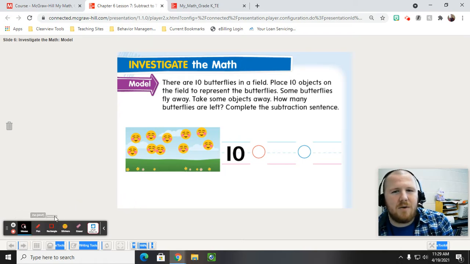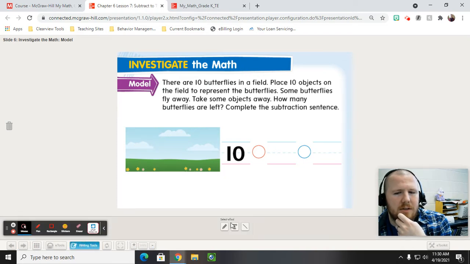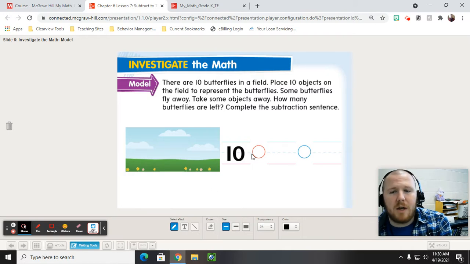Okay, so we have 10 beautiful smiley face butterflies. And then it says there are 10 butterflies. Some fly away. They don't tell us how many. So how many should I take away? Let me do this. 1, 2, and we'll do 3. Okay, take away 3. So now I need to write that down. Oh, they erased them all. Oh well, I took away 3.